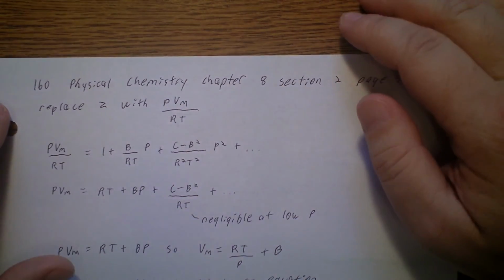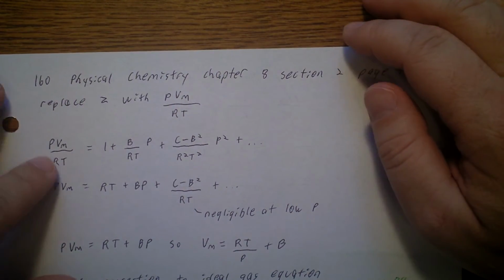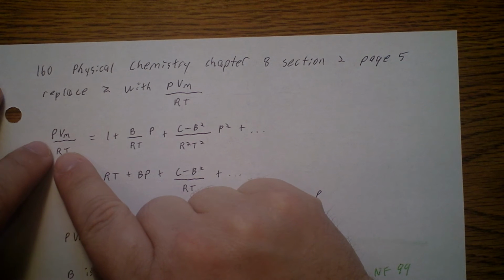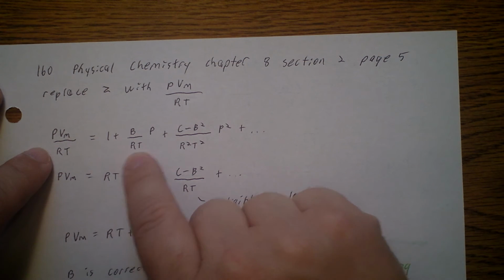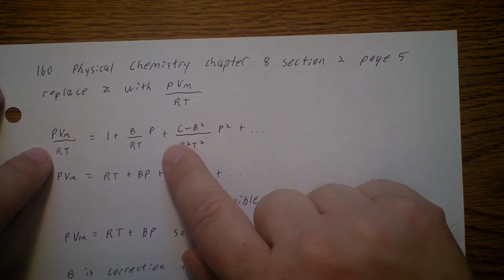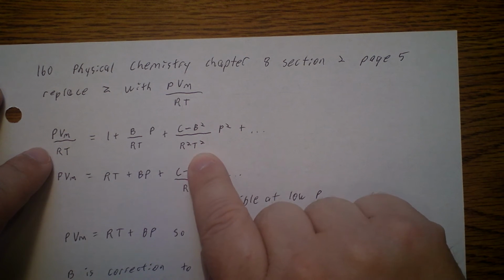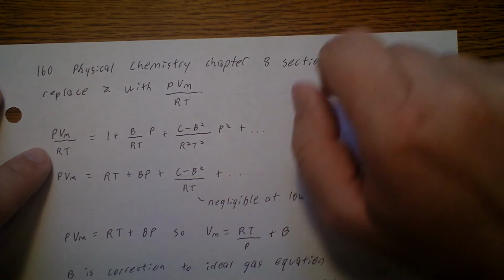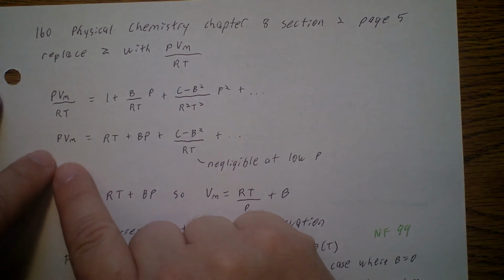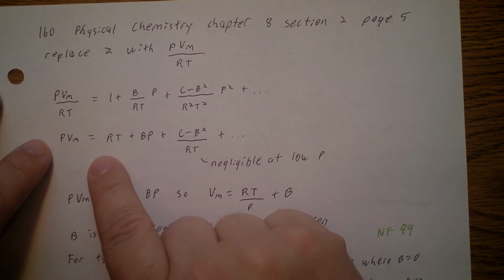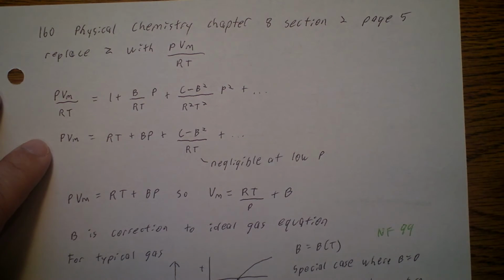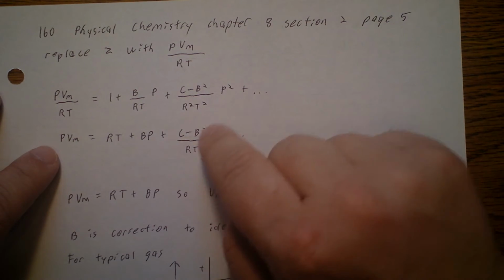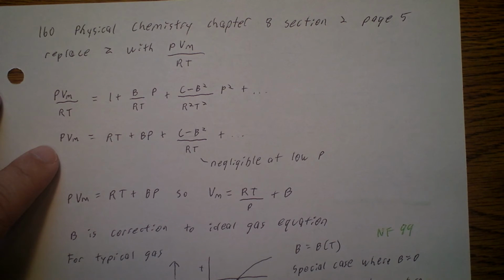Now we're going to replace Z with pressure times molar volume over RT. So pressure times molar volume over RT is equal to 1 plus B over RT times pressure plus C minus B squared over R squared T squared times P squared, etc. So we're going to multiply by RT. So we're going to get pressure times molar volume equals RT plus BP plus C minus B squared over RT, and so on. At higher and higher temperature, this term will become negligible.